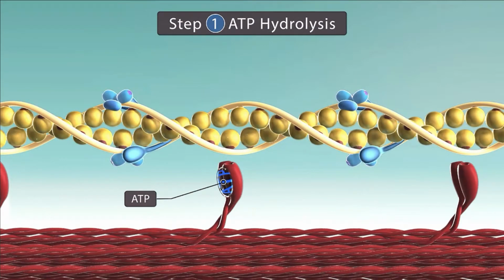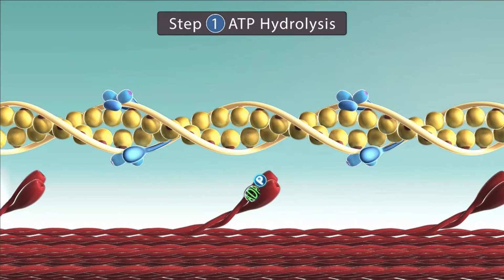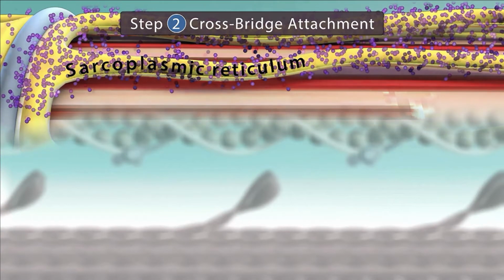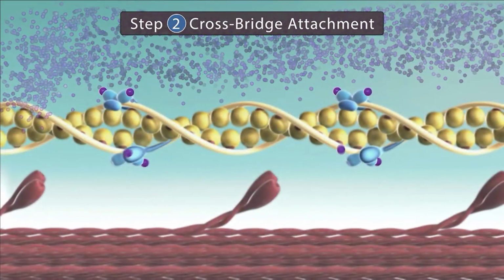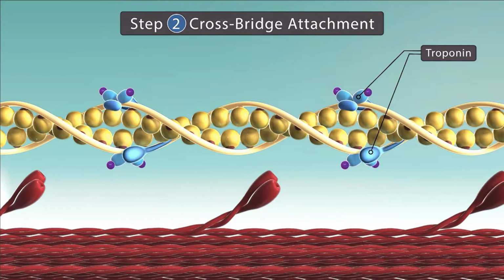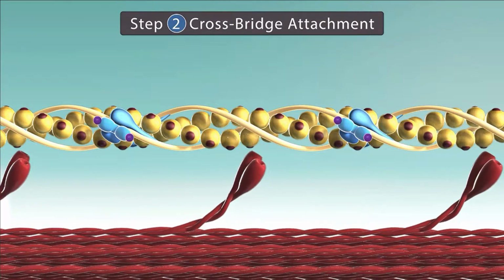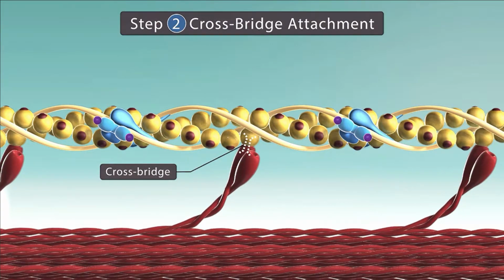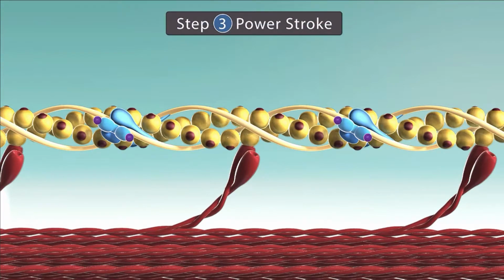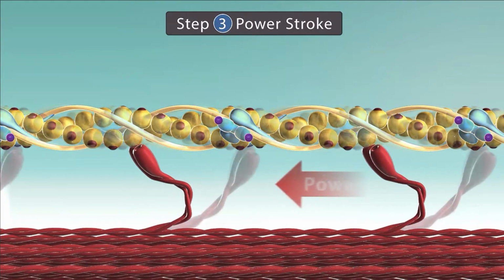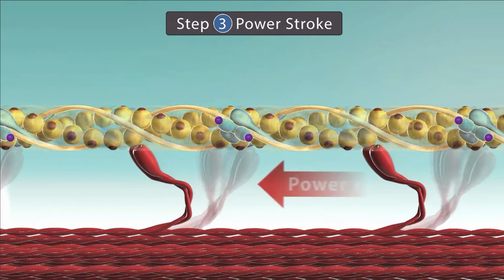The first step of the contraction cycle occurs when ATP, already bound to the myosin head, is hydrolyzed. This provides energy to position the myosin head in its cocked position. Next, when calcium ions are released from the sarcoplasmic reticulum and attached to troponin, it uncovers the binding sites on actin. Myosin forms a cross bridge with actin. Once this occurs, the myosin head bends from its cocked position and slides the thin filament towards the center of the sarcomere. This process is referred to as the power stroke.